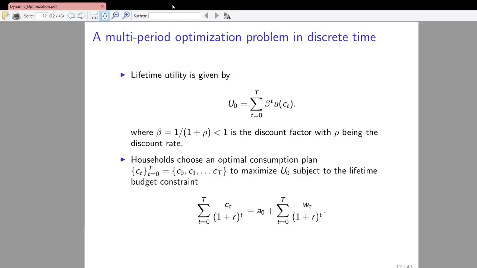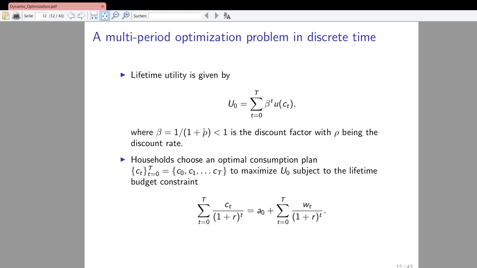Now, as I said before, we set up lifetime utility as the sum over all instantaneous utilities at each point in time. We sum up from time 0 to uppercase T, so the end of the planning horizon, which could be infinity. And we discount each instantaneous utility by the corresponding discount factor, where beta is smaller than 1, and it's defined as 1 over 1 plus the discount rate.